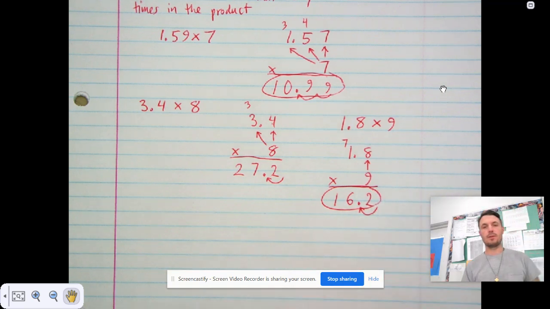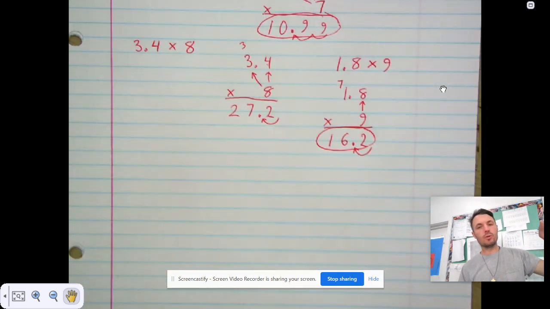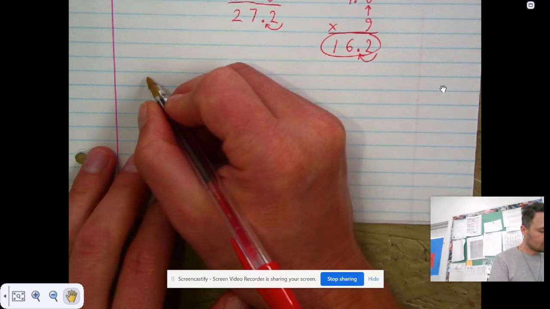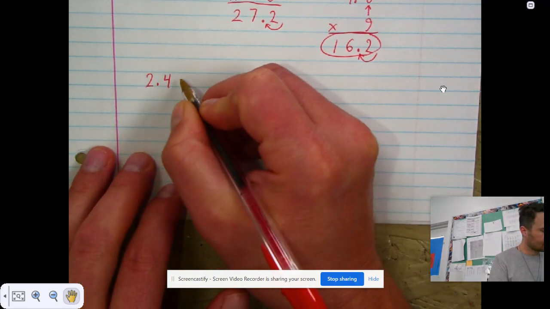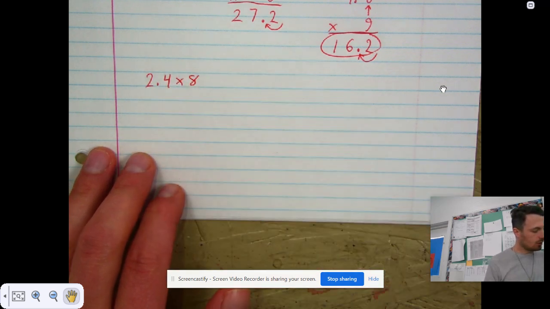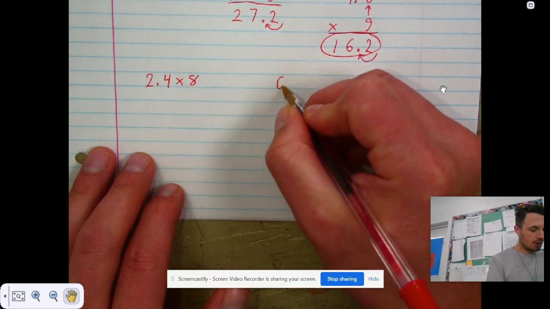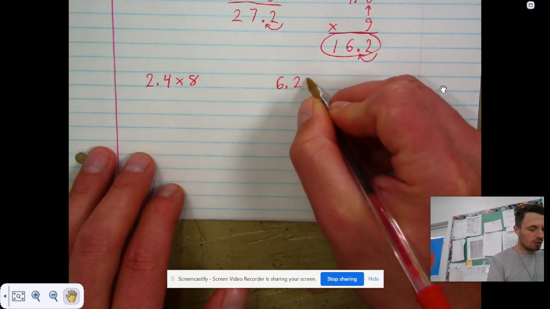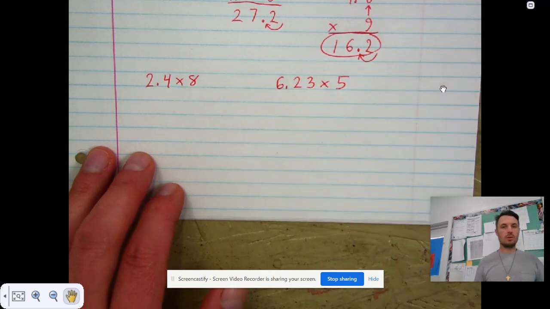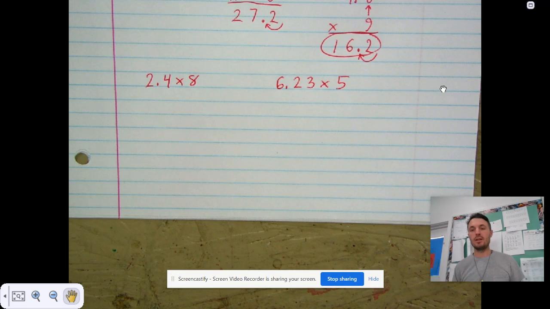16 and 2 tenths. Okay, here's what I'd like you to do for your independent practice. I'd like you to do 2 and 4 tenths times 8. And I would like you to do 6 and 23 hundredths times 5. Go ahead and do those for your independent practice, and then click on the video attached under this one to see if you did them correctly.